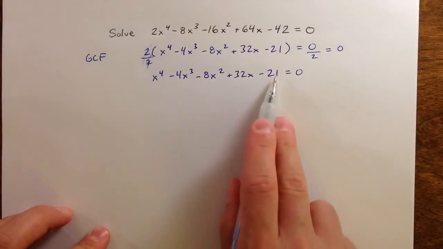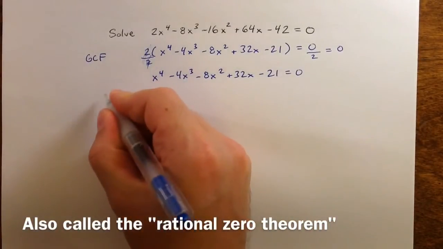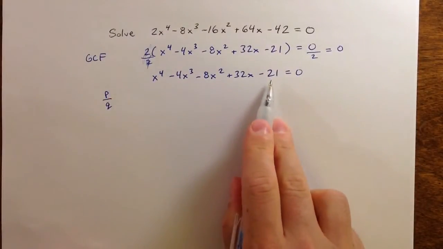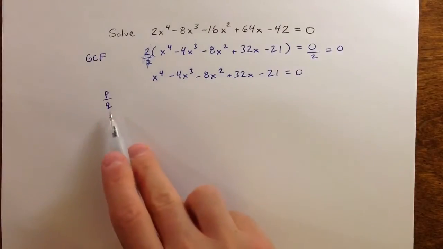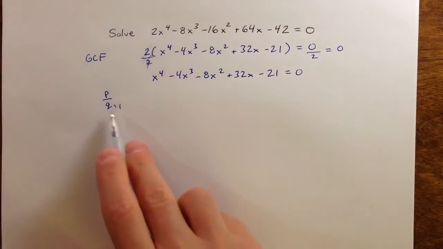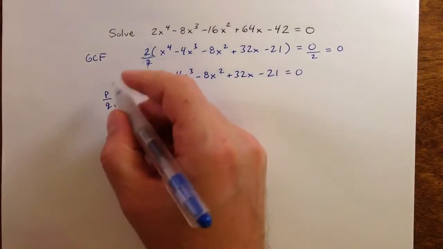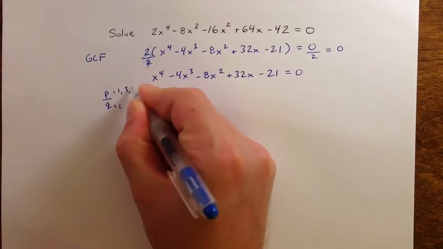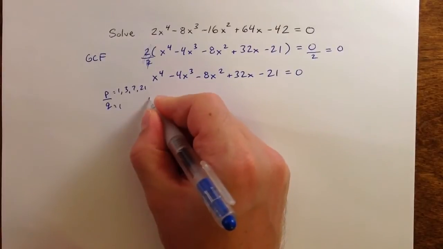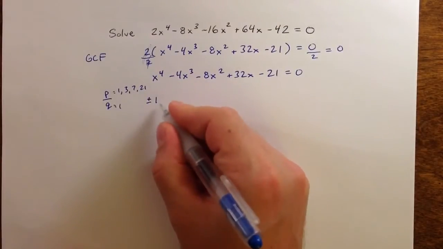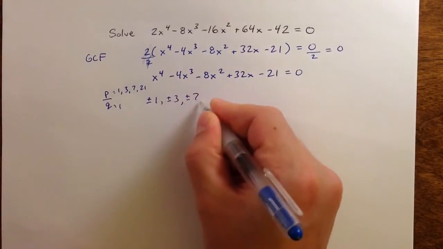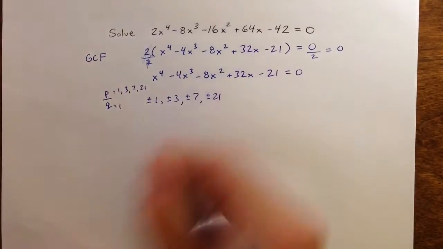The rational root theorem says the solutions that are rational numbers have to be of the form p over q, where p is a factor of the constant term and q is a factor of the lead coefficient. Since the lead coefficient is just 1, the only factor there is 1. 21 has factors of 1, 3, 7, and 21. So for the possible rational solutions, I need to include positive and negative values. I get plus or minus 1, plus or minus 3, plus or minus 7, or plus or minus 21.